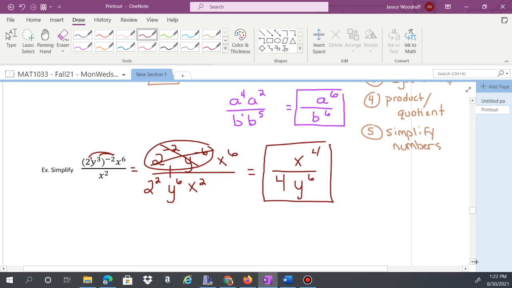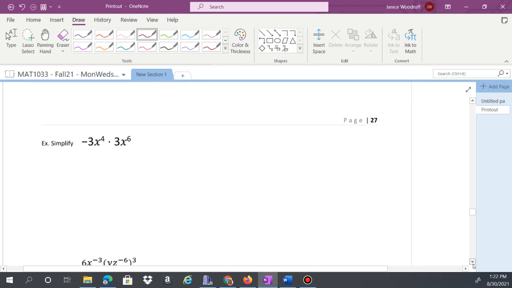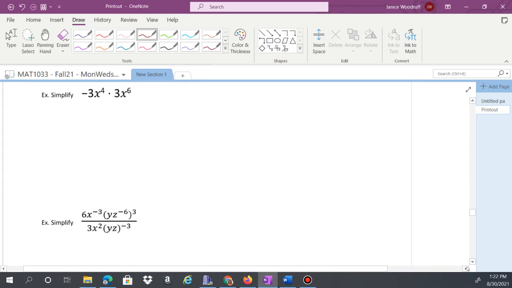There it is. All right, let's look at this next example. So I have a negative 3x to the 4th times 3x to the 6th. Now, for this one, you've got the 3 and the x separate. So what I would do is you can kind of write it like this, if you would like, just to see what's going on here.